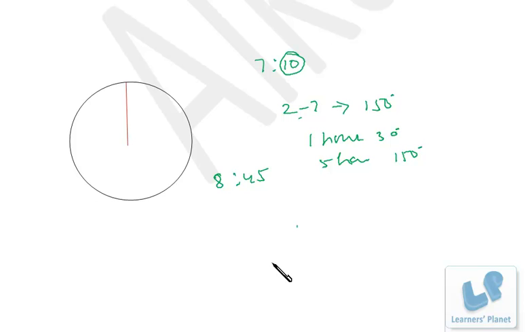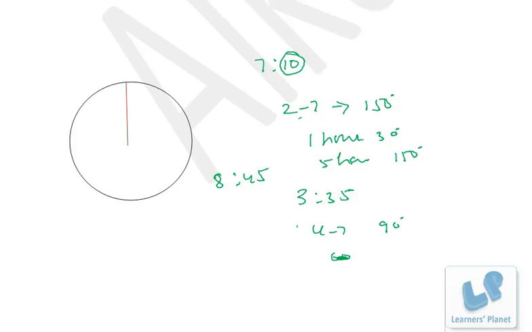maybe 3:35. So the minute hand will be at 7. So from 4 to 7, 3 hours. So 3 hours at 30 degrees means 90 degrees, and this 35 minutes is there. So from 3:35 to 4 is 25 more minutes. So 1 hour is 30 degrees, 60 minutes, or we can say half a degree per minute.